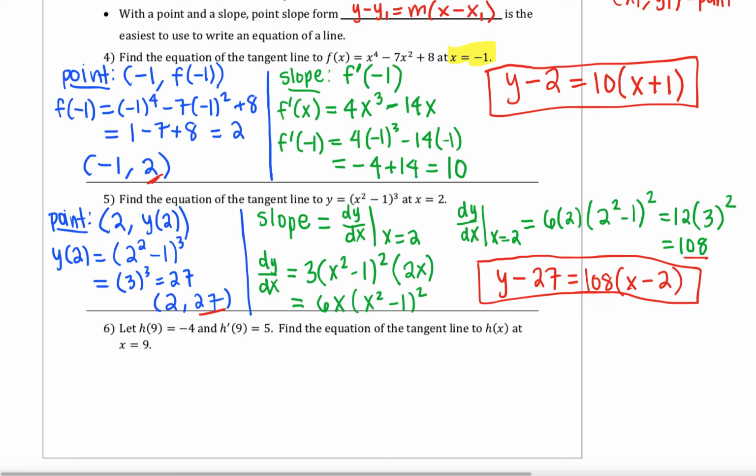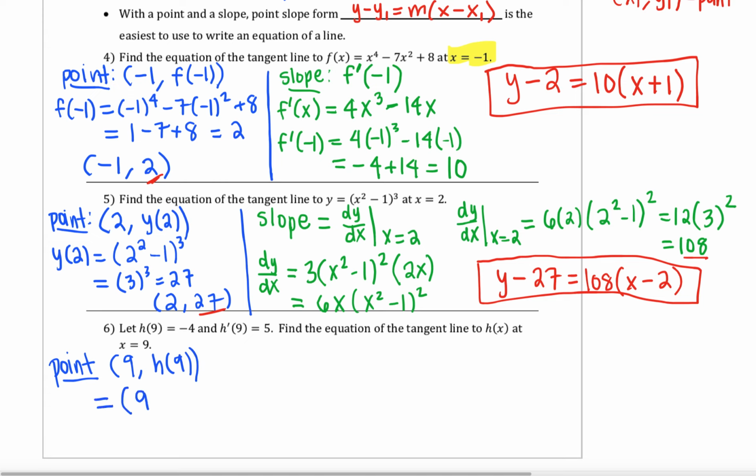So here in example 6, this is a little bit different. I'm not actually given an equation. Instead, I'm given a couple pieces of information. So I'm told that h of 9 is equal to negative 4, and that h prime of 9 is equal to 5. And we want to find the equation of the tangent line to h of x at x equals 9. So we're still trying to find the two things that we've been doing in the prior two examples, where I need a point and I need a slope in order to get my equation of my tangent line. Well, the point is going to come from the x value of 9, which we were told to find the tangent line at, comma, the corresponding y value, which comes from whatever h of 9 is equal to.